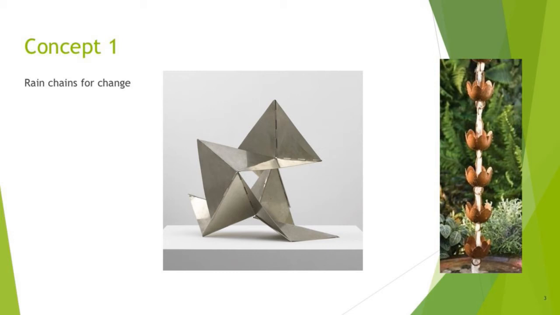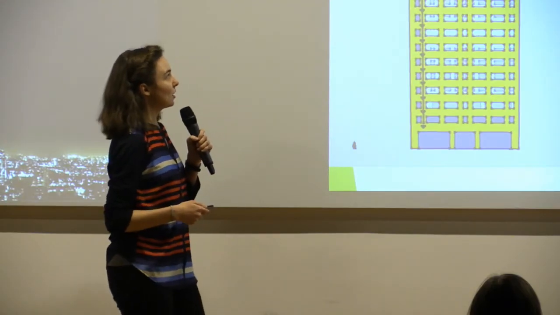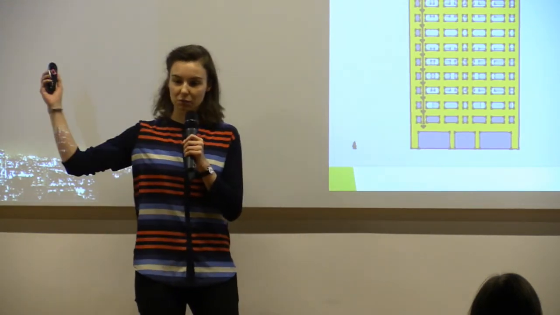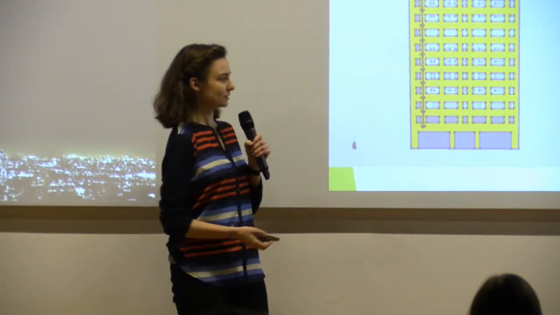So, concept one, rain chains for change. You might have seen a rain chain before on the far side there. It's an alternative to a gutter. And they can be flower forms, or you can have them in more modern and angular varieties. This is just a sculpture, but imagine that as a rain chain. Then imagine that on a building. If you make it bigger and put it down the entire building, and this could be multiplied over the sides of the building, then instead of the building acting as a wall, where the rain comes in, whoosh, and then whoosh, down to the road, it doesn't do that anymore.